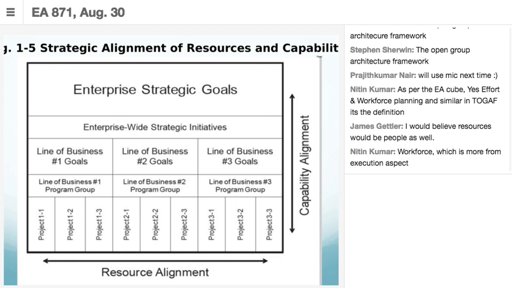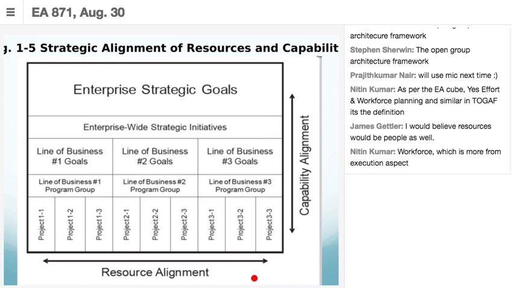So strategic alignment of resources and capabilities. Okay, so alignment, alignment, alignment. You see it here. One of the big benefits of enterprise architecture is increased alignment. Strategic goals are at the top. They translate into enterprise-wide initiatives. These are programs that get executed to support the strategic goals, and they get spread across the lines of business and broken down into projects, right?